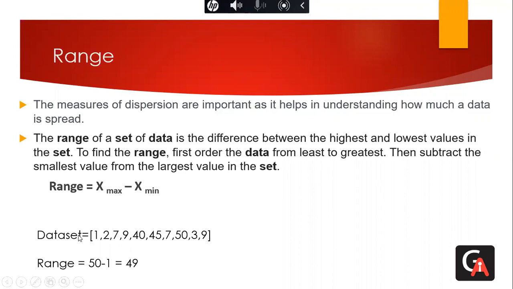Let's consider this data set. Minimum is 1 and maximum is 50. All the data points lie between 1 and 50. So the range of this data is 50 minus 1, which is 49. Simply take the minimum and the maximum and subtract: 50 minus 1. You are going to get the range of the data, as simple as that. But still, I would say that it's not a right measure to see how data is distributed.